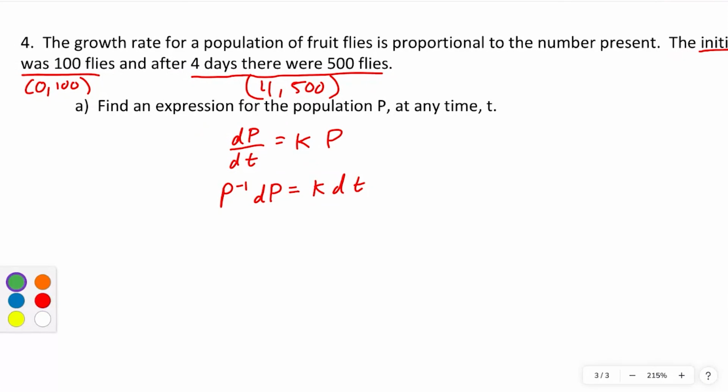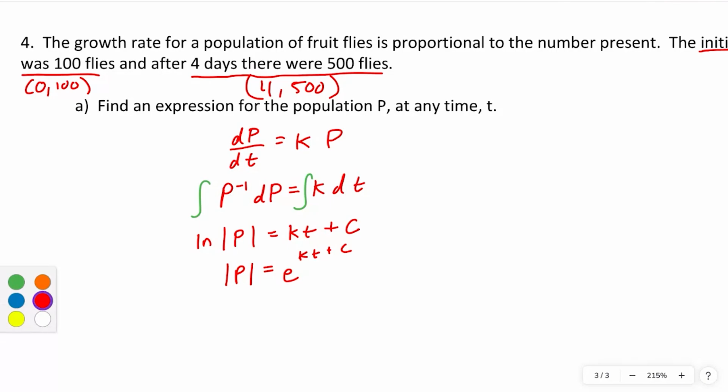Now we can integrate both sides, and this integration should be pretty familiar from the last few problems. It's going to give us the natural log of the absolute value of p equals k times t plus c. All right, to undo that natural log, we're going to exponentiate, and get the absolute value of p equals e to the kt plus c.